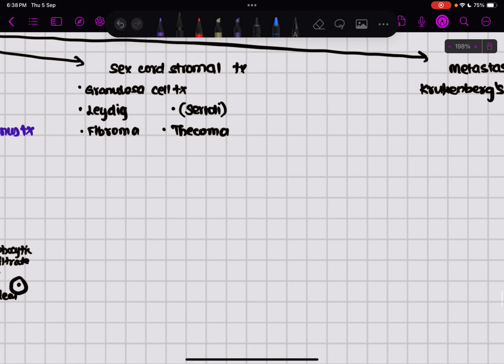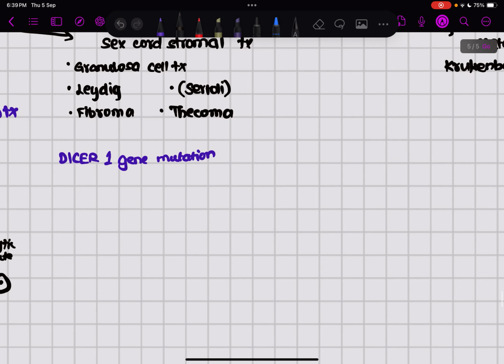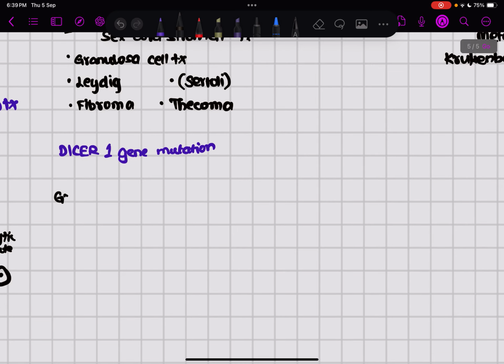Under sex cord stromal tumors, we have granulosa cell tumor, and let us begin with that. Before that, there is a common feature, which is Dicer1 gene mutation. Dicer1 gene mutation is common for all these tumors. Now moving on with the first topic, which is granulosa cell tumor.